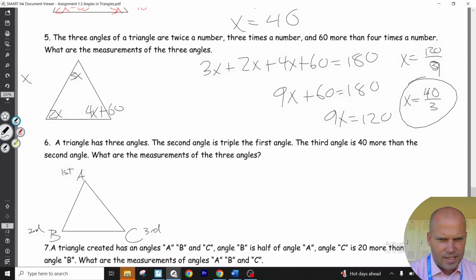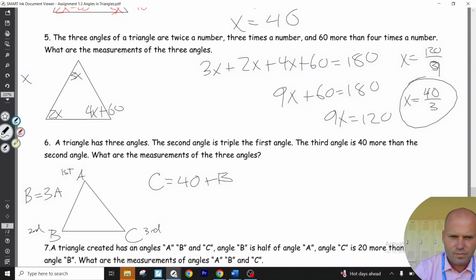And the second angle is triple the first angle. So I'm going to say that B is equal to 3 times angle A. I'm going to say that the third angle is 40 more than the second. So C is 40 more than B. Well, I have to somehow do A, triple A, and 40 plus B, and add those together to get 180. But the key is to develop the relationship between the first angle and the third angle.